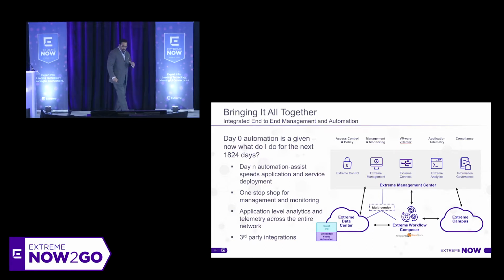We do that with Extreme Workflow Composer. Extreme Workflow Composer interfaces to the Extreme Data Center as well as to Extreme Campus, and we call that automation assist. Meaning that you don't have to lose jobs by implementing automation. It's assisting. Let me give you an analogy.